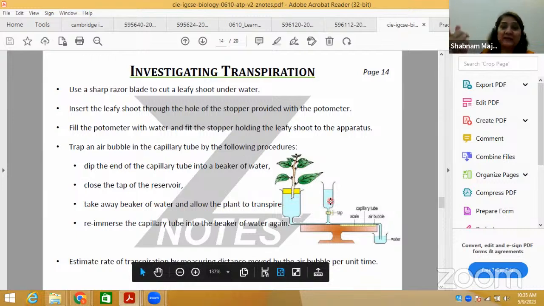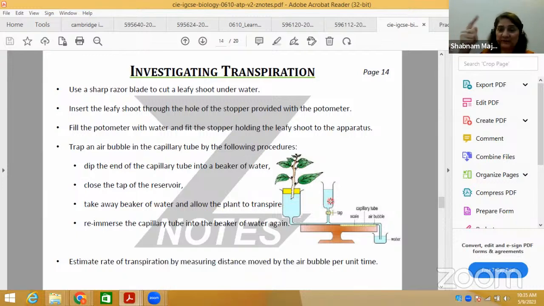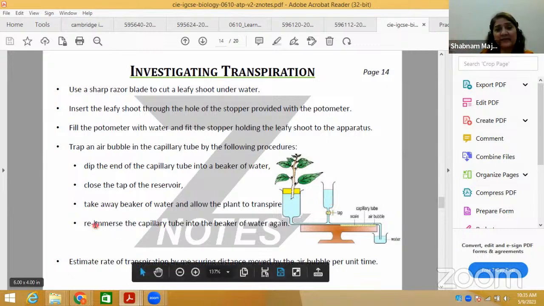What is transpiration? Excess water changing into water vapor is called transpiration. Transpiration, if you remember, is mostly through stomata. Stomatal transpiration happens mostly through stomata, a little bit through the cuticle, and also through lenticels, so it depends. After that, what he's saying is, re-immerse the capillary tube into the beaker of water again.